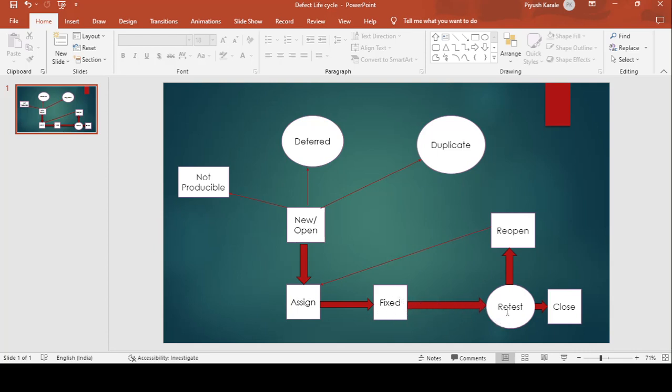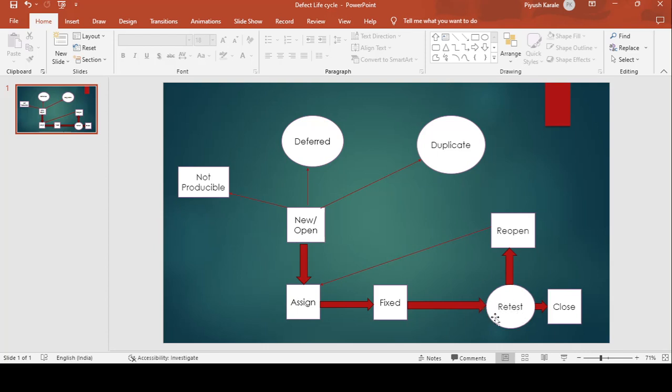So what is the responsibility of the tester here? The tester performs retesting on that. In the retesting he performs the same testing, to check whether the defect he raised has been fixed properly or not. Once the tester feels that the defect is properly fixed, he closes that defect.